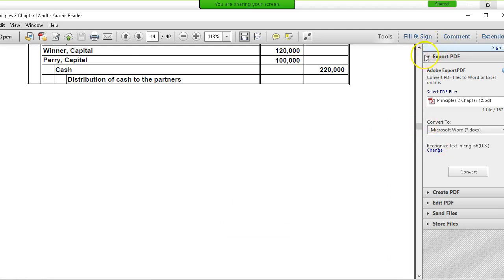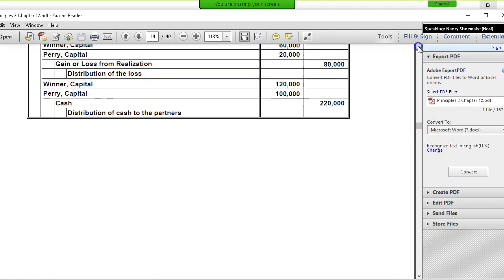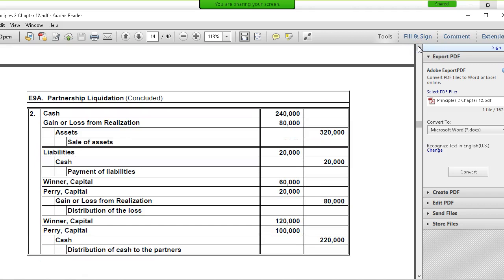on this particular slide, we're showing the journal entries. So the cash we received from selling the assets of $240 ends up with a loss from realization of $80, and we have to wipe the assets off our books. Since it was a debit of $320, we need to zero that out for a credit of $320.